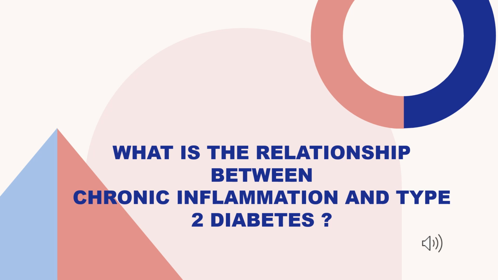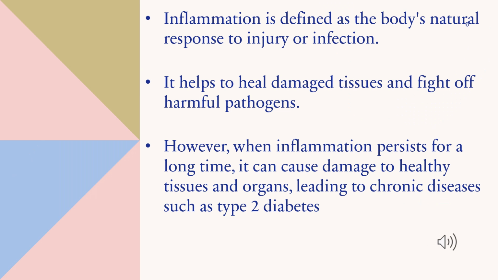What is the relationship between chronic inflammation and type 2 diabetes? Inflammation is a natural response of the body to injury or infection, and it serves to aid in healing damaged tissues and combat harmful pathogens. However, when inflammation persists over a prolonged period, it can lead to harm to healthy organs and tissues, which results in long-term health conditions such as type 2 diabetes.